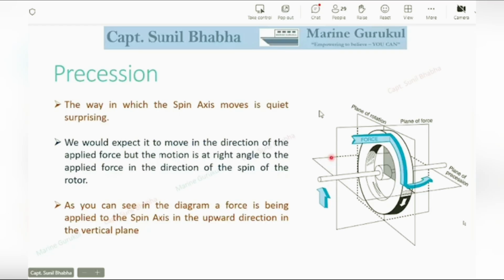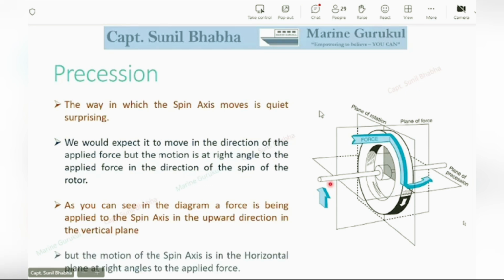But the motion of the spin axis will not be in this particular direction. So a force is being applied to this end of the spin axis in the upward direction. That means in the vertical plane. But it will be moving in a surprising way. The motion of the spin axis will not be in the vertical plane. The motion of the spin axis will be in the horizontal plane. How will the motion be? The spin axis is not going to move up.